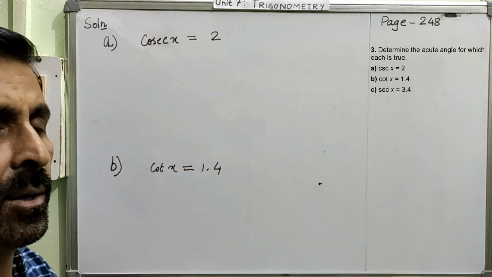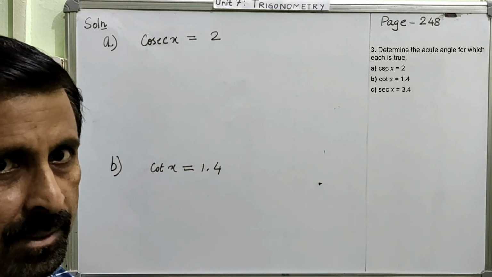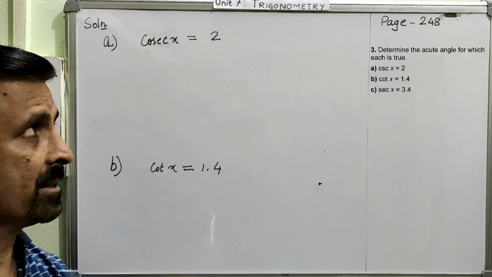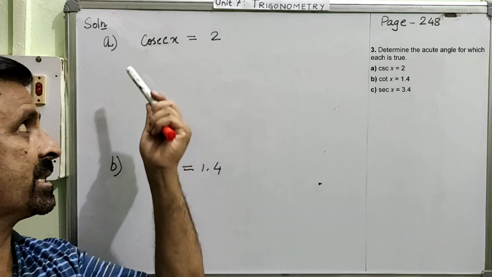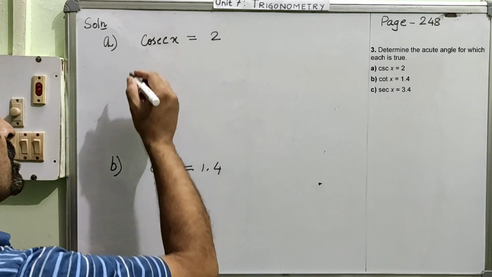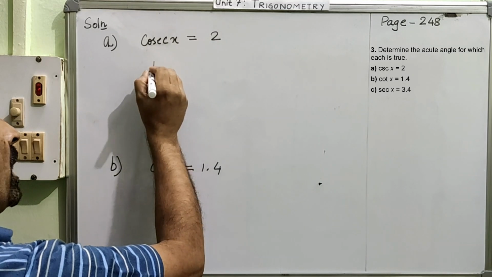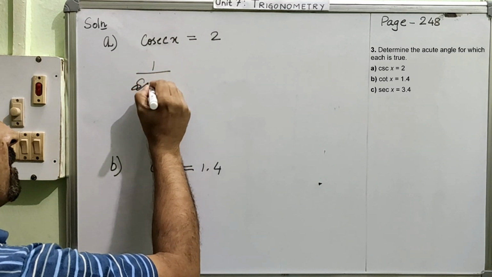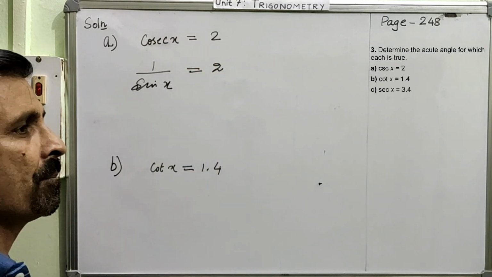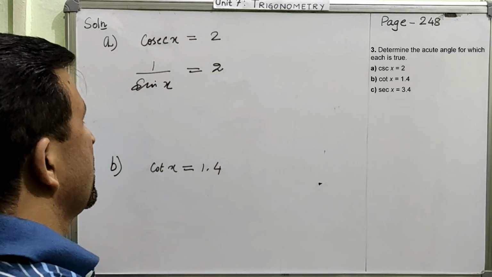Cosec x. Whose reciprocal is this? Tell me. Whose reciprocal is this? Cosec x. This cosec starts with C. So its reciprocal will start with S, and that means sin x. So I can write this as 1 over sin x. Right? This is as it is. Am I clear or not?